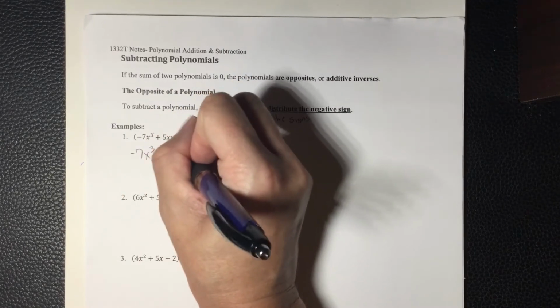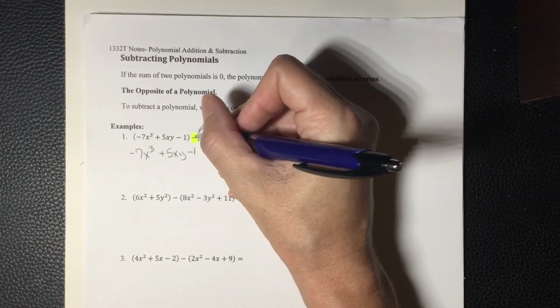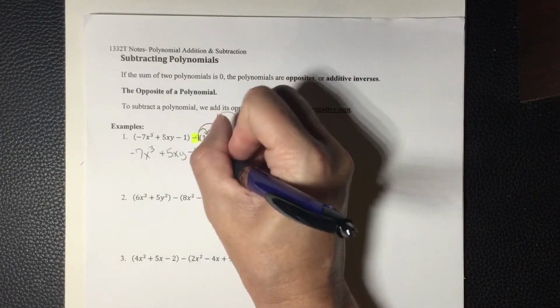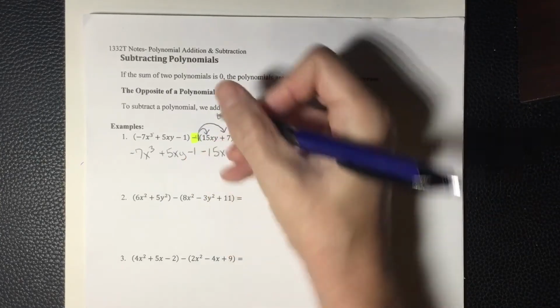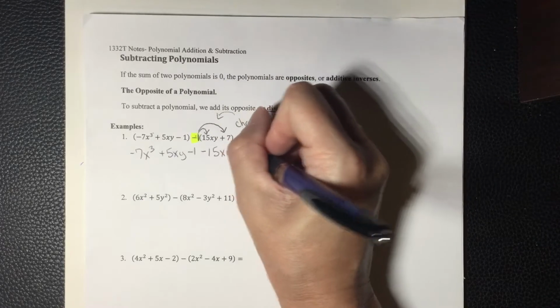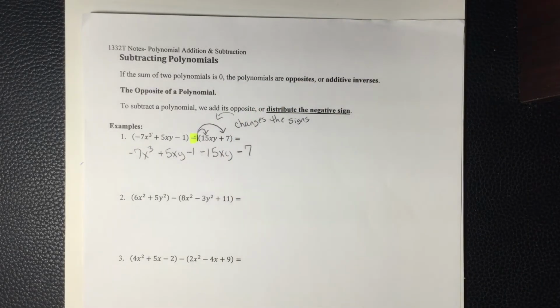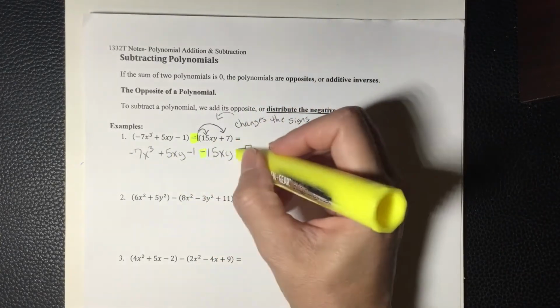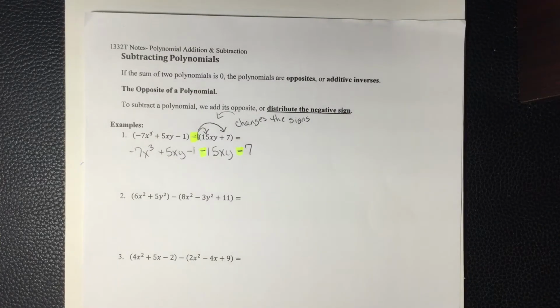I can just rewrite it. But now this is going to become -1 times 15, so minus 15xy. -1 times 7 becomes -7. So here is where you have to be really careful. You have to make sure that negative distributes.